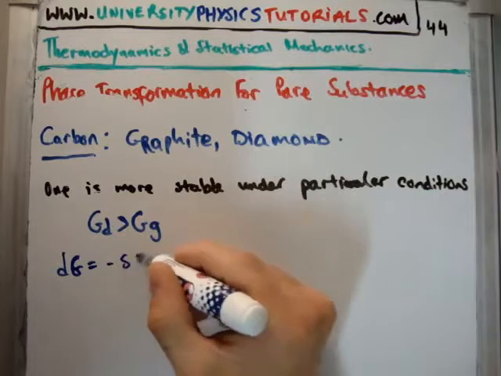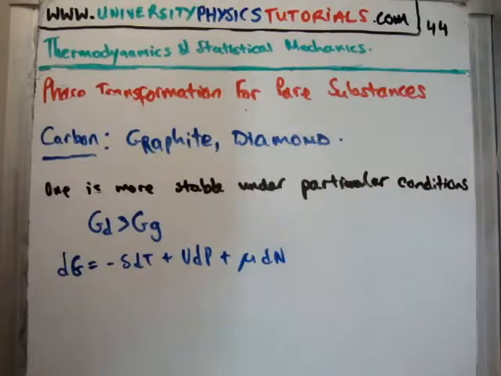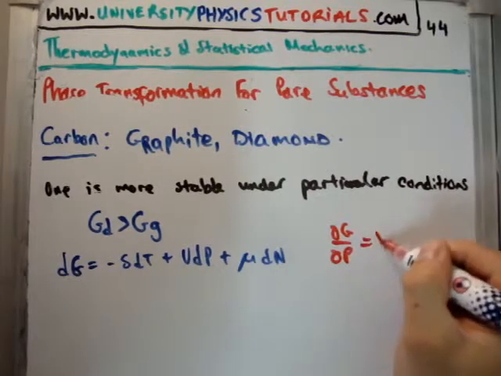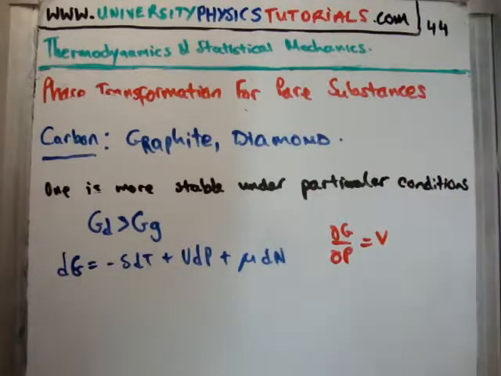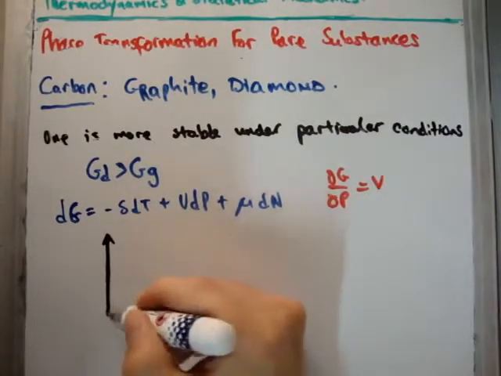So if we look then at the thermodynamic identity for the Gibbs free energy, we know that dG is minus S dT plus V dP plus mu dN. So if we look here, we see that dG/dP is equal to V. That's something I've used in the past when I was getting the chemical potential for an ideal gas. So now we know how the Gibbs free energy changes with pressure. So whichever of our two, either graphite or diamond, has the largest volume, it will have the larger Gibbs free energy at high pressures. And if it's got a larger Gibbs free energy, well then it is going to be less stable.